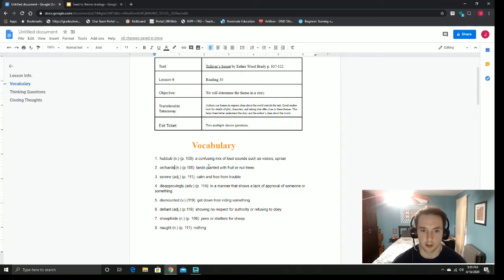Orchards aren't necessarily gardens. The third word is serene, which means calm and free from trouble. Picture someone relaxing in a hammock on the beach. They are serene. They are relaxed. They're calm. Nothing going on in their world.